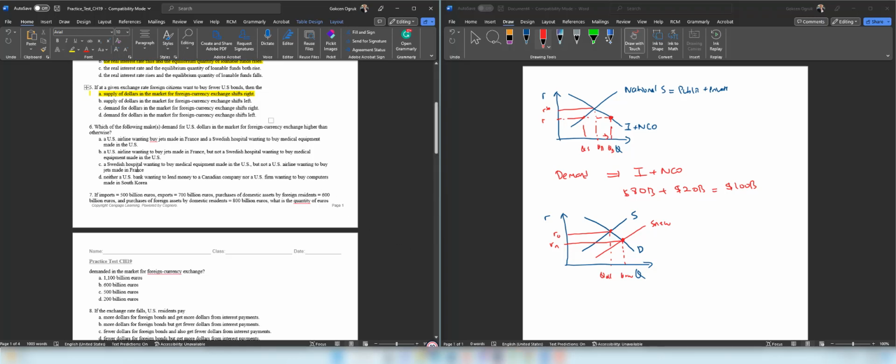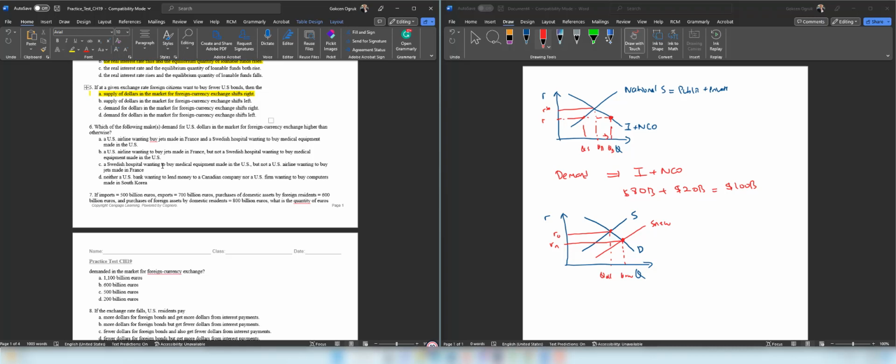How about the other one? A Swedish hospital wanting to buy medical equipment made in the US. The demand for dollars is going to increase. Why? Because it's medical equipment made in the US. They need to buy in dollars. They need to pay in dollars. Therefore, it's going to make the demand for dollars higher.